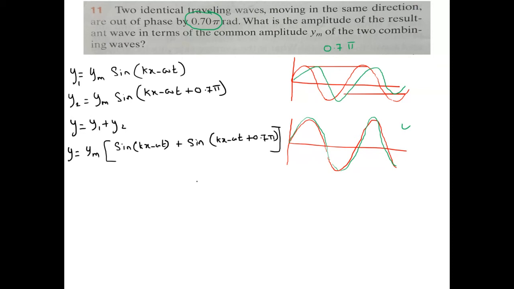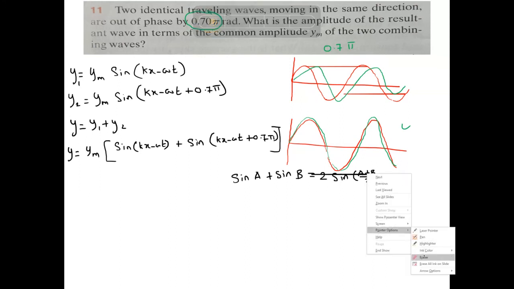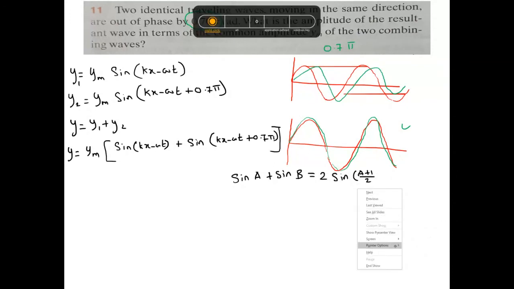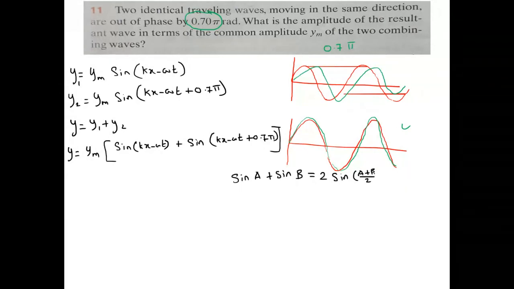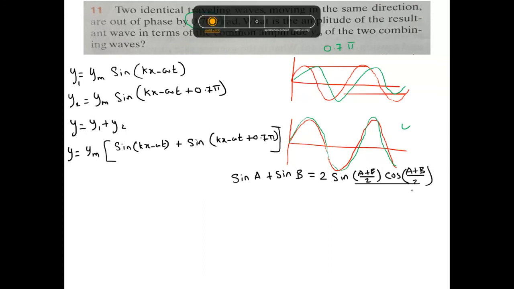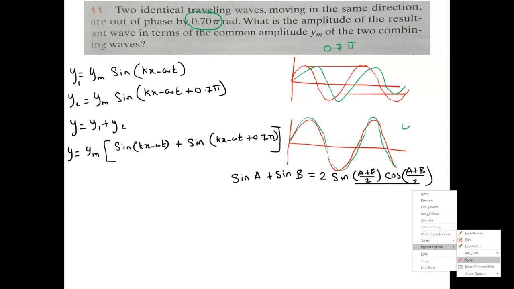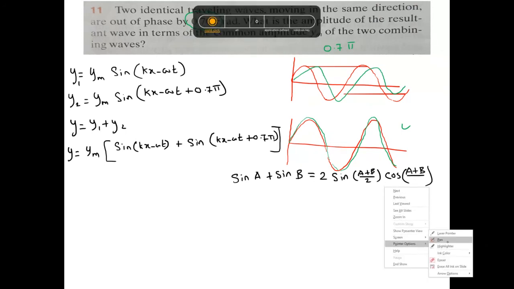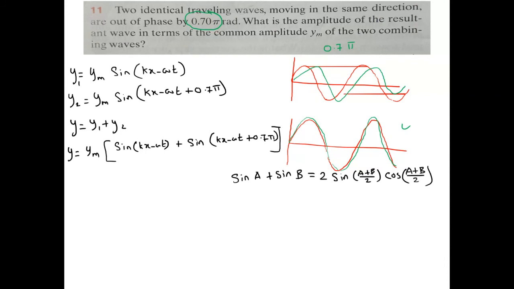Okay. Now, my dear, if you want to make your life easy, I am going to use one trigonometric formula. You already studied it, or maybe you will study it later. In trigonometry, we have the formula: sine A plus sine B is equal to 2 sine of (A plus B) over 2 multiplied by cosine of (A minus B) over 2. Clear? I am going to use this formula for this equation.